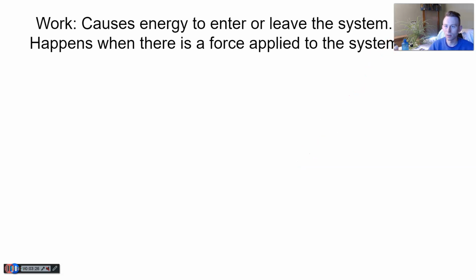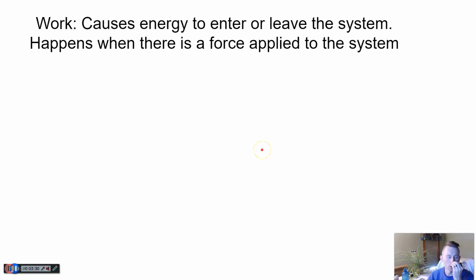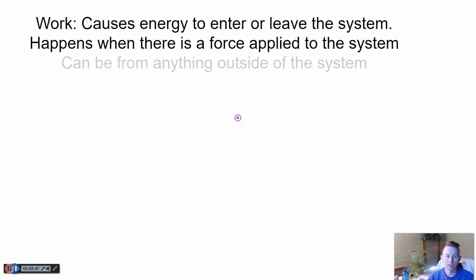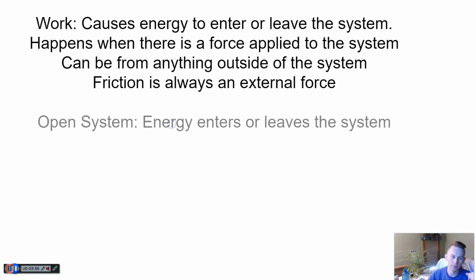All right, so now, let's move me down here. So work is what's going to cause energy to enter or leave a system. It happens when there's a force that is external that's applied to the system. You can pause this as you need to, so that way you can copy this down into your notes. But pause as needed if I'm going too fast for you. This can be for anything that is outside of the system. And friction is an example of something that's always going to be an external force.